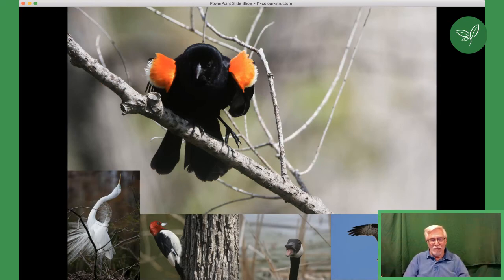Look at me. For the Canada goose, it's not the feathers so much. It's his voice. For an osprey, it's the territory he manages to hold on to. But in all cases, color is playing a role. It just isn't the way we think it is.